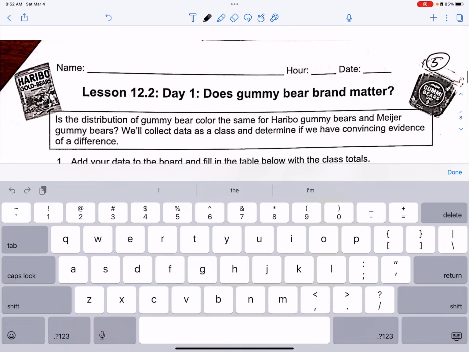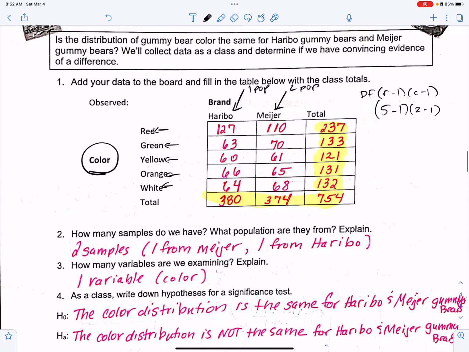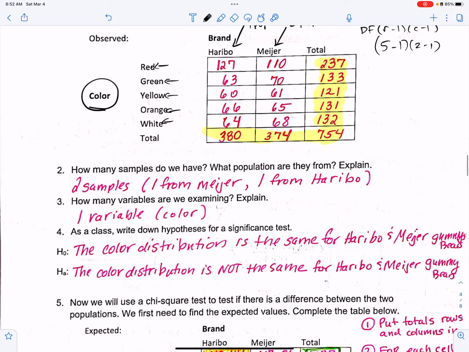All right, so first of all, it says how many samples do we have and what population? Well, I have 2 samples, one from Meyer, one from Haribo. And then how many variables? I have 1 variable, which is color. So here my Ho would be, the color distribution is the same for Haribo and Meyer gummy bears, and Ha would be the color distribution is not the same.